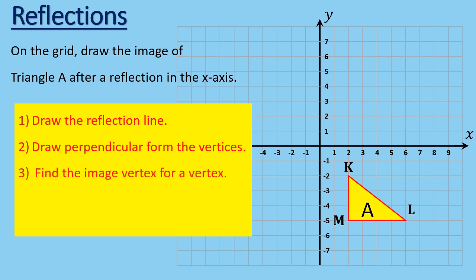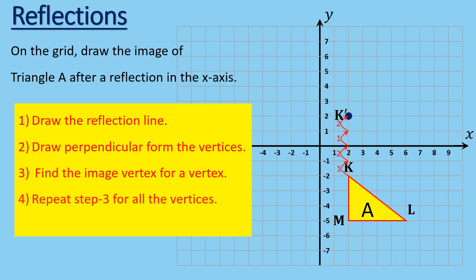The third step is to find the image vertex that corresponds to each vertex on the object shape. Starting with any vertex, for example, vertex K, we will measure the perpendicular distance from the reflection line, which in our case is the x-axis. In this case, vertex K is 2 units away from the x-axis. To find the corresponding image vertex, we simply go 2 units in the opposite direction. This provides us with the image vertex K'.